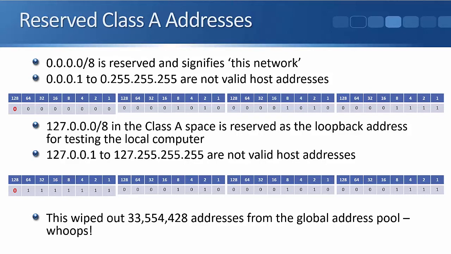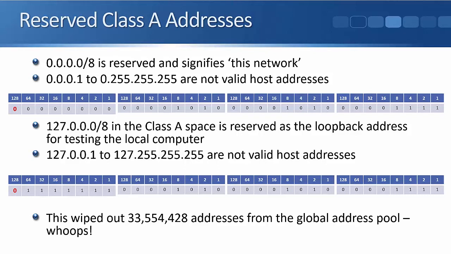So you see I've written down at the bottom here, whoops, they just wiped out over 33 million addresses that could have been used for addressing actual hosts on the public internet. If you think about it, this network, they could have just used a single address for that, rather than 16 million addresses. And the same for the loopback, they didn't really need 16 million addresses to be used for loopback testing.